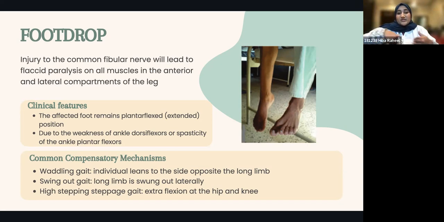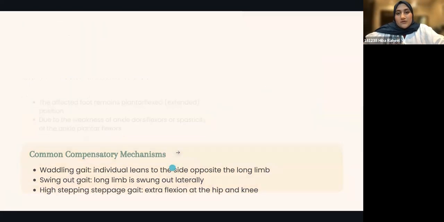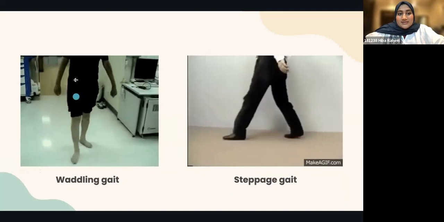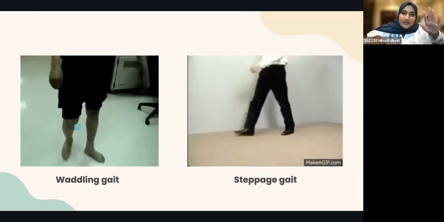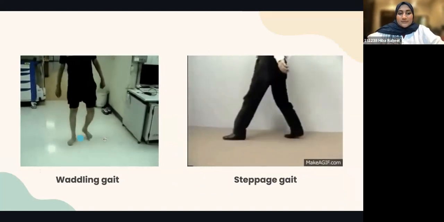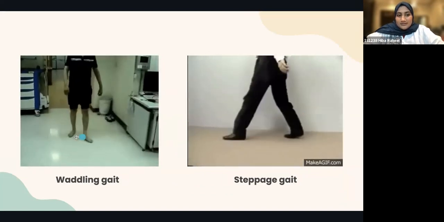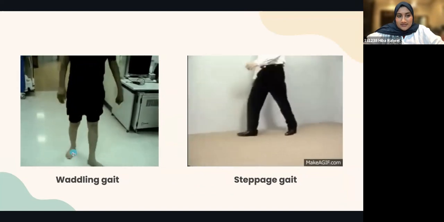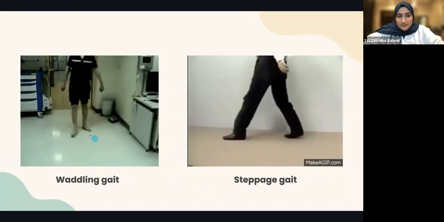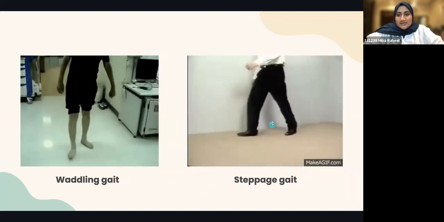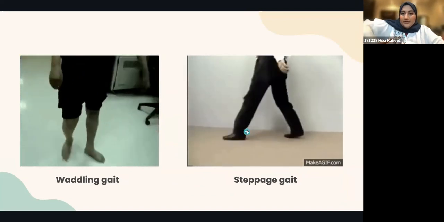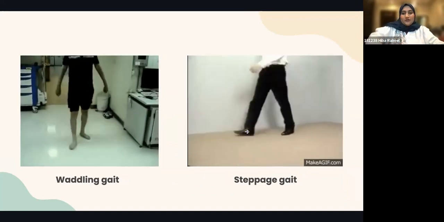Then there's a swinging gait where they move their foot outwards. I'm going to show you some images right now. And then there's the steppage gait. So here's what it looks like. This is the waddling gait. Like I said, think of a penguin walking. As you can see, this is the side that is affected. This foot is affected, that one is fine. And then this is the steppage gait. As you can see, they're bringing their foot out and around.